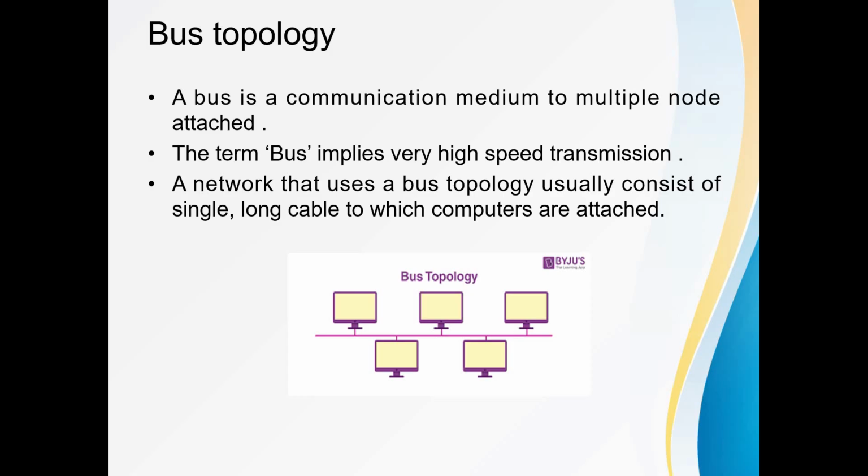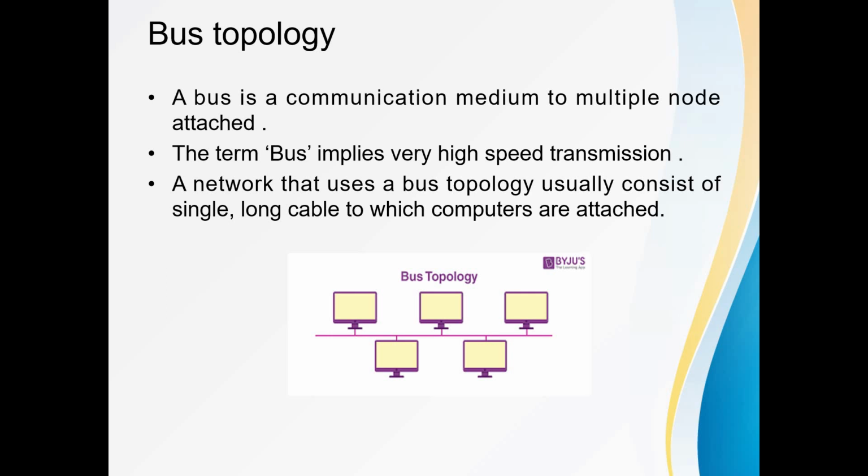A network that uses a bus topology consists of a single long cable where the computers are attached. Any computer attached to a bus can send a signal, and all computers will receive the signal. Some advantages are there for bus topology, as well as disadvantages.